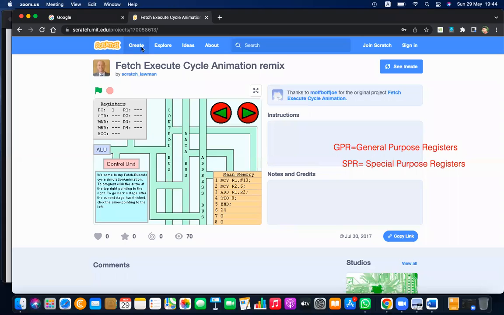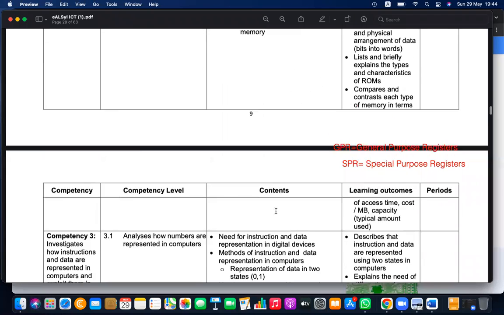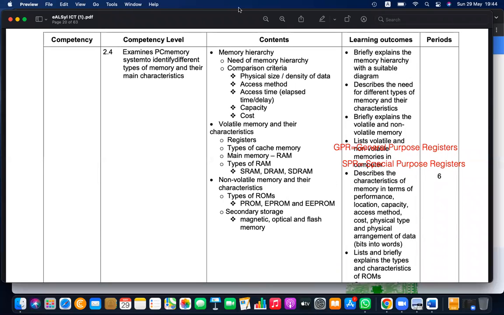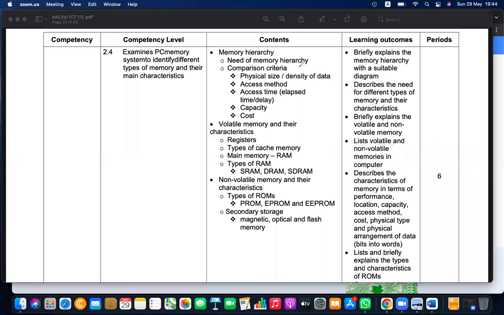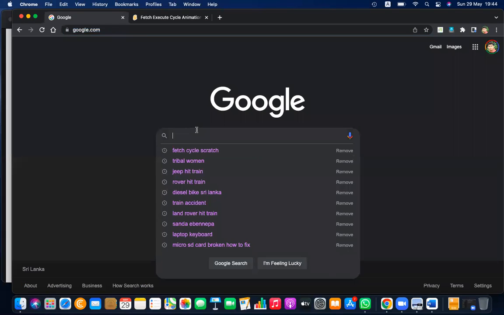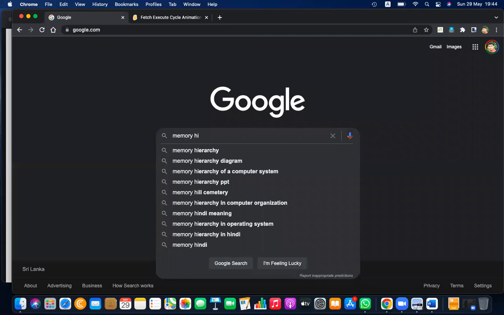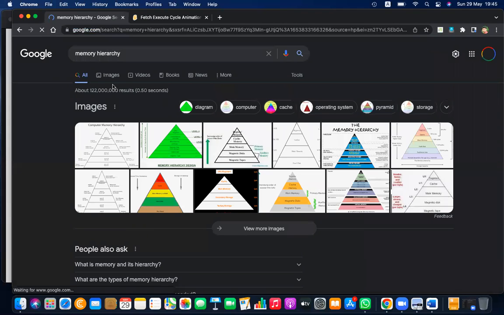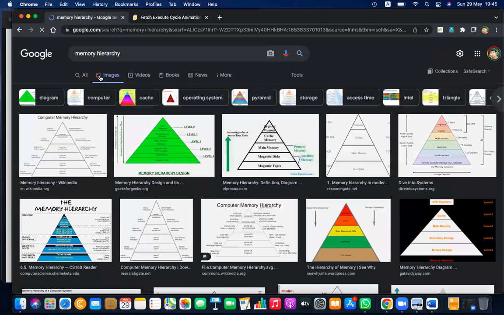Now in today's discussion, we have to move to the next topic, which is the memory hierarchy. In this lesson, we have just learned about different kinds of memories, and these memories can be organized into a hierarchy, which forms a kind of pyramid. When you search for memory hierarchy, you will get a pyramid diagram, and in the higher levels of this diagram, the faster memories are placed.